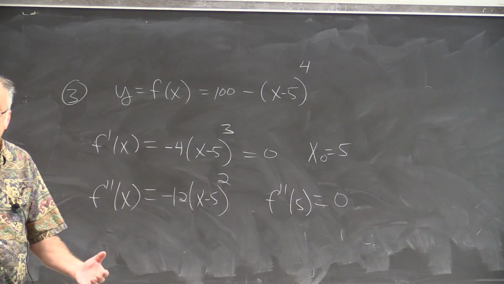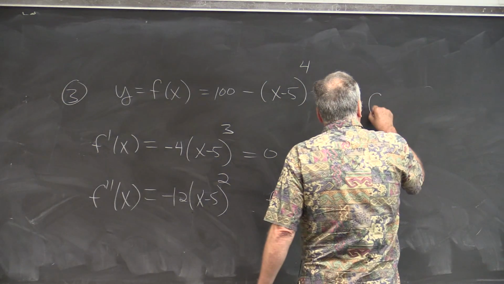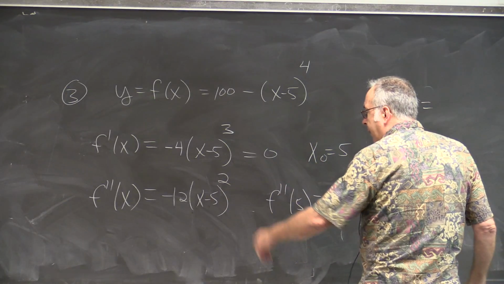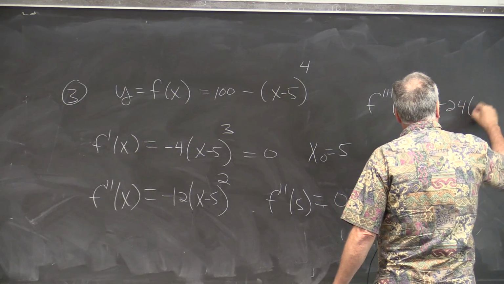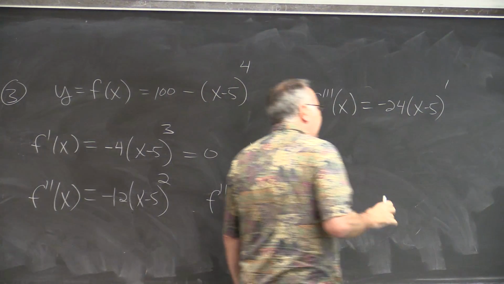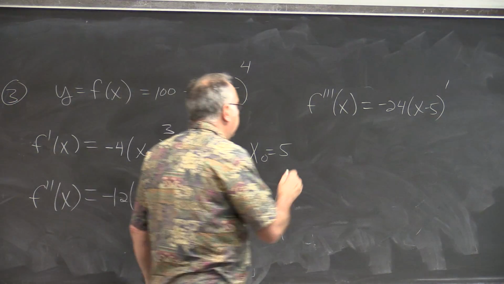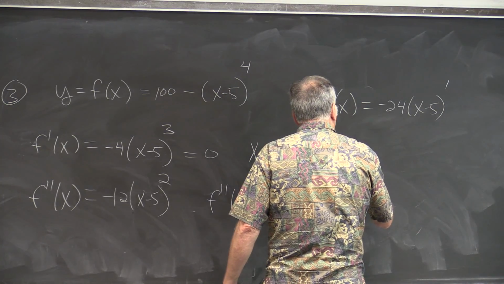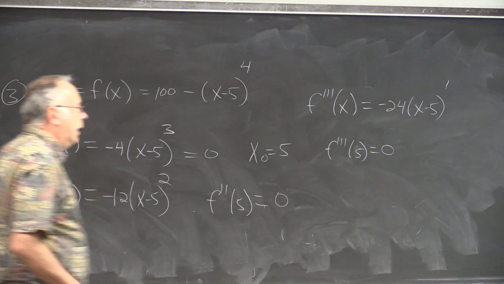We have to use the nth derivative test. So you just keep differentiating. Get the third derivative with respect to x, and it's going to be minus 24 times x minus 5 to the 1 power. But at x equals 5, this is also 0. So the third derivative at x equals 5 is 0.